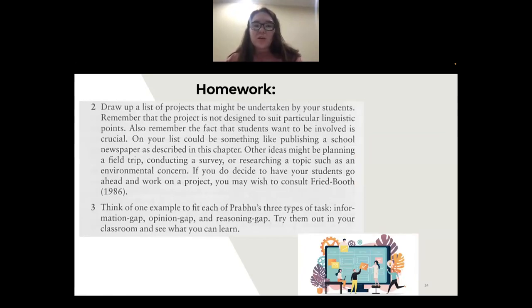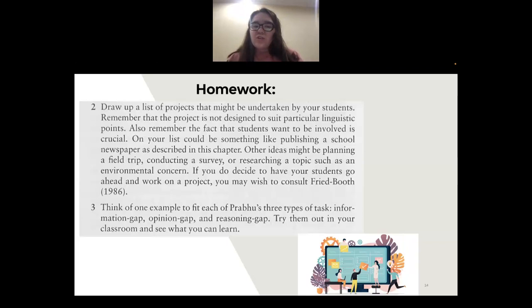Draw up a list of projects that might be undertaken by your students. Remember that the project is not designed to suit particular linguistic points. Also remember that students wanting to be involved is crucial. On your list could be something like publishing a school newspaper as described in this chapter. Other ideas might be planning a field trip, conducting a survey, or researching a topic such as an environmental concern. If you do decide to have your students go ahead and work on a project, you may wish to consult Fried and Woods, for example. So just think about it, okay? You don't have to do everything about this activity, but could you please think about it?